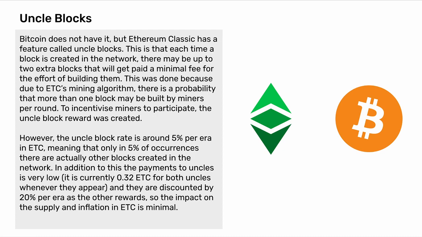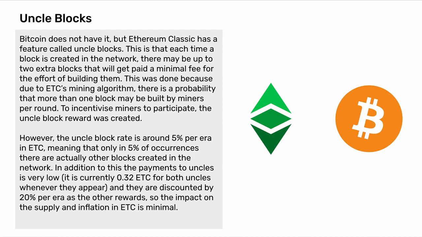Uncle blocks. Bitcoin does not have it, but Ethereum Classic has a feature called Uncle blocks. This is that each time a block is created in the network, there may be up to 2 extra blocks that will get paid a minimal fee for the effort of building them. This was done because due to ETC's mining algorithm, there is a probability that more than 1 block may be built by the miners per round. To incentivize miners to participate, the Uncle block reward was created.